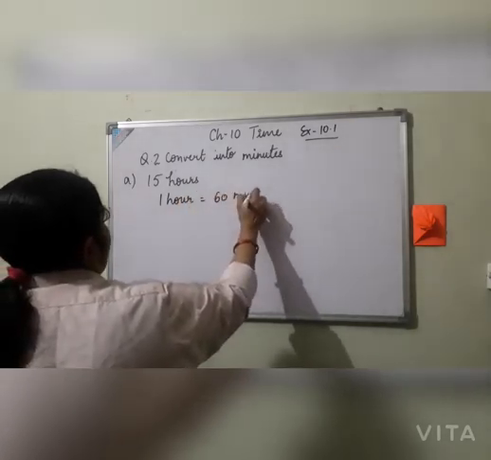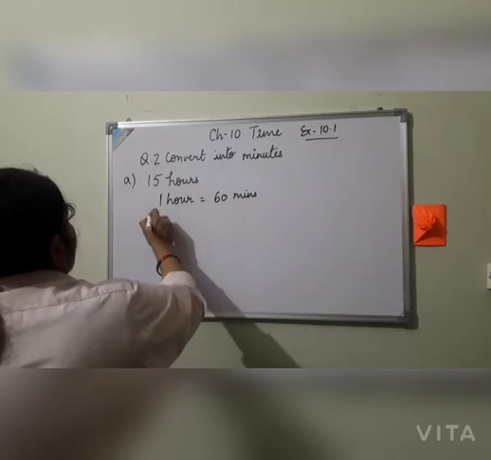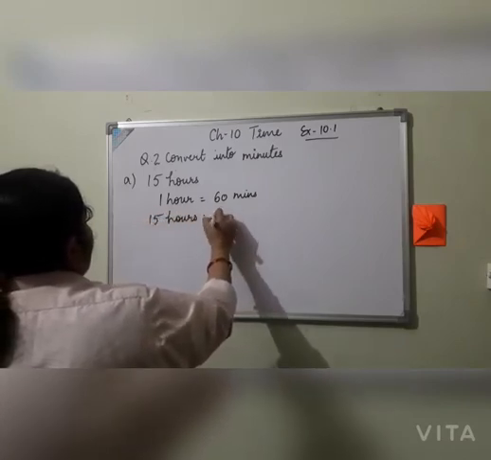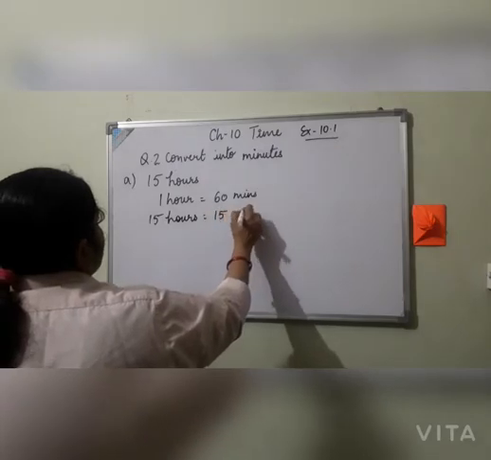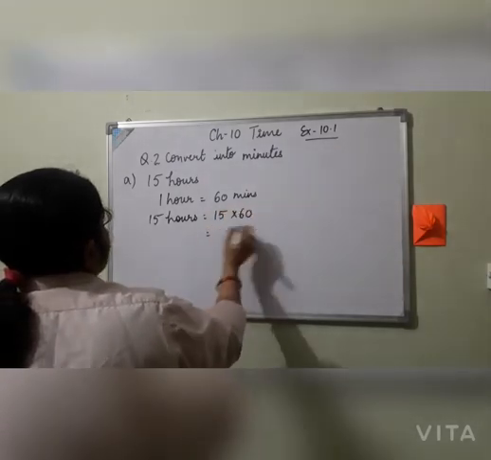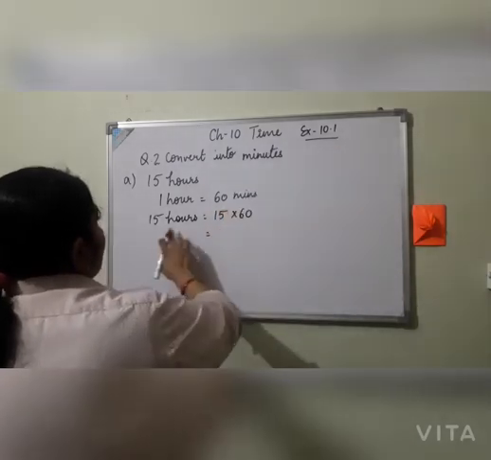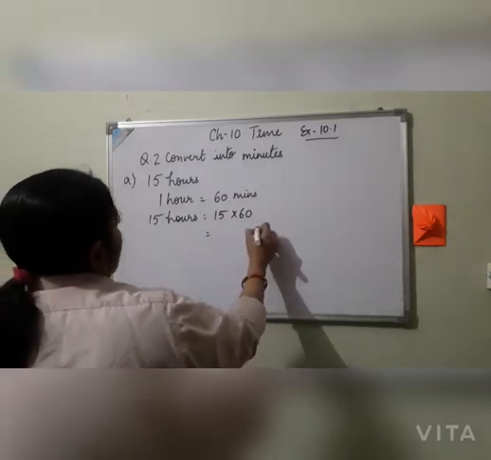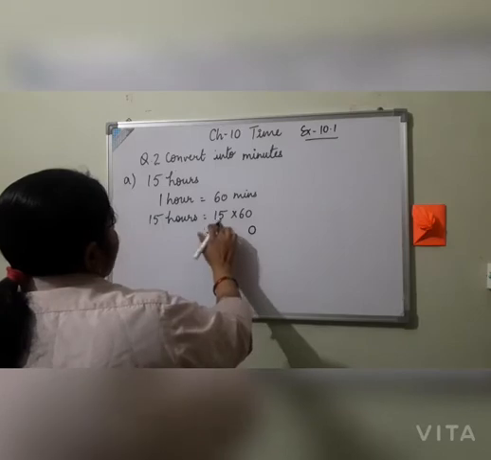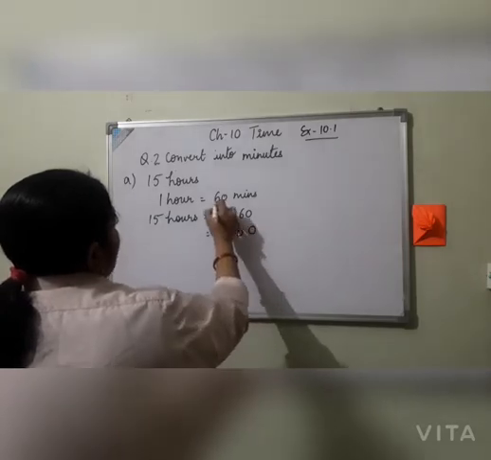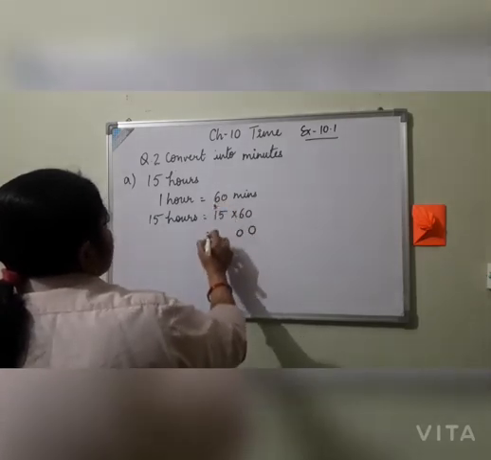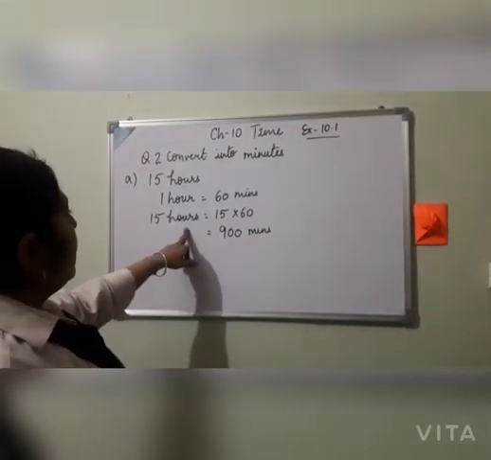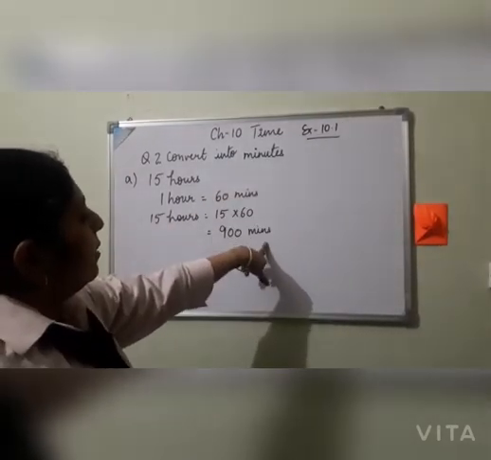So if 1 hour has 60 minutes, then 15 hours will have, again you will multiply 15 with 60 to get the number of minutes in 15 hours. That is 0, keep it on the end, 6 5s are 30, 0 here, 3 carried, 6 1s are 6 plus 3 is 900 minutes, which means 15 hours have 900 minutes.